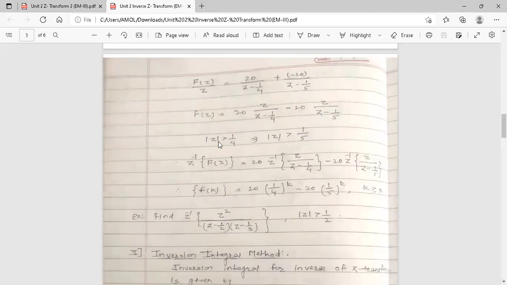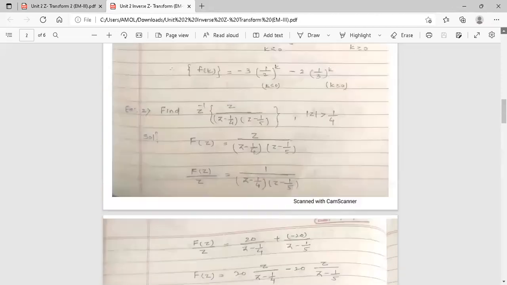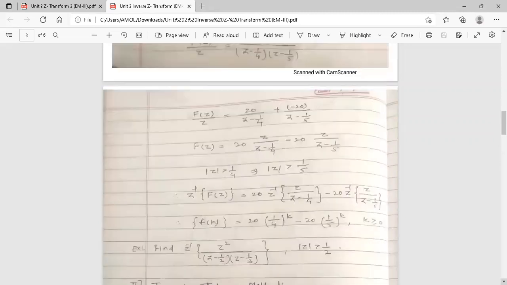And the condition for z is here. A single condition is given here, and it is mod z is greater than 1 by 4. So mod z is greater than 1 by 4 means mod z is greater than 1 by 5. If mod z is greater than 1 by 4, then definitely mod z is greater than 1 by 5. Now apply the inverse z transform to this function on both sides.